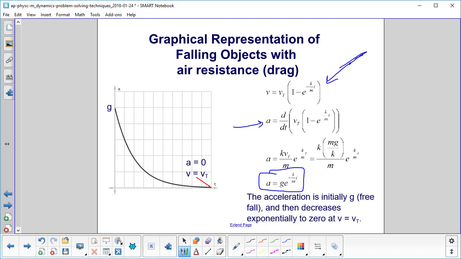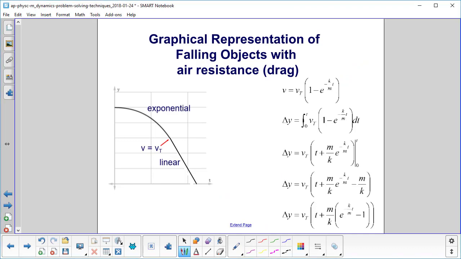Now that's an exponential decrease, and when you plot it, you see that we start at g. So when the object first falls, you have a 0 velocity, so you have the maximum acceleration there, which is g. Immediately the friction starts coming in, and it decreases your acceleration until it's equal to 0, and that point will be where v is equal to v terminal.